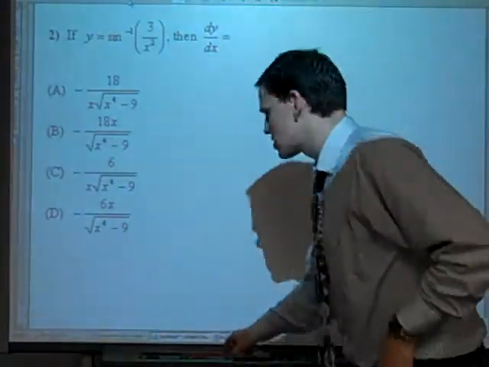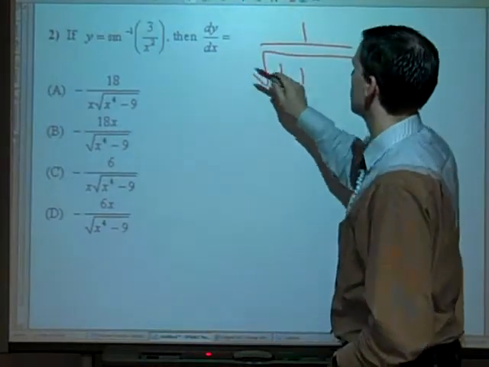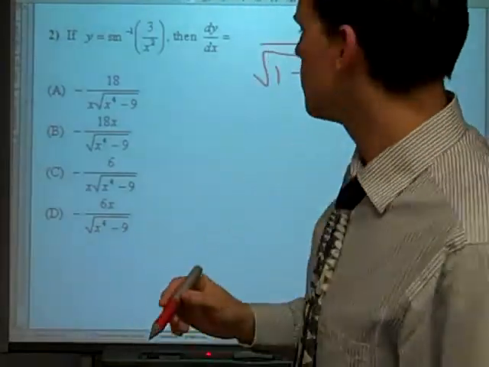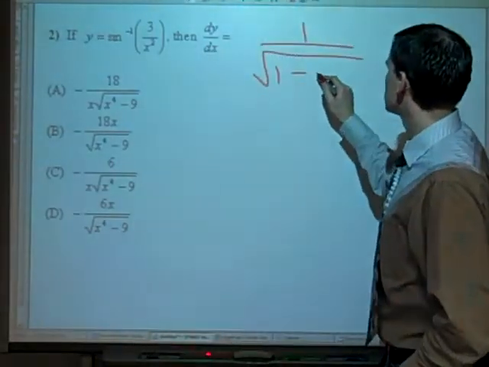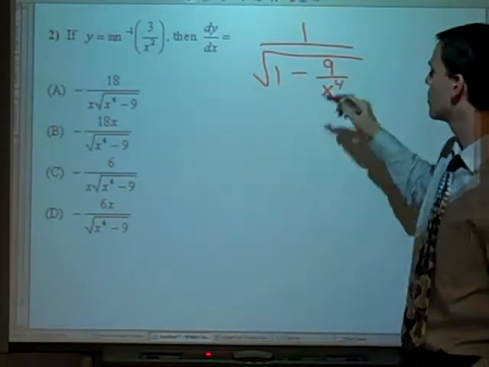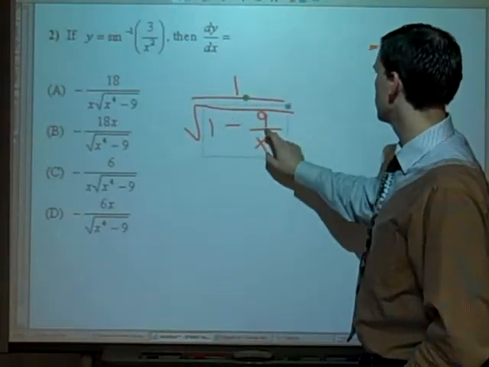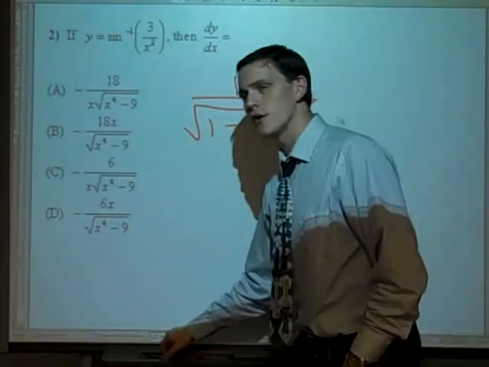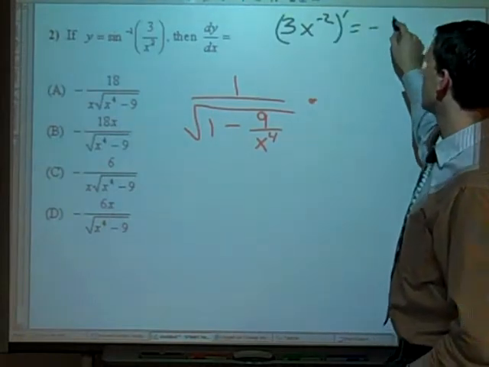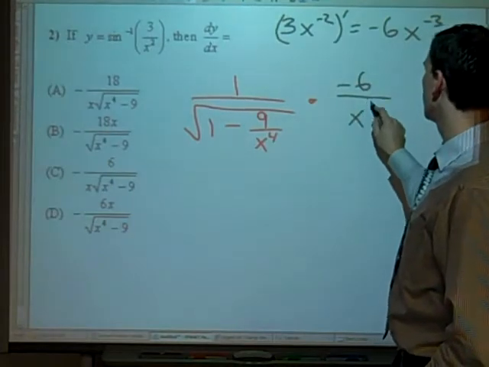So the derivative of the inverse sine of x isn't that bad. It is 1 over the square root of 1 minus my input squared. So my input is 3 over x squared, so that becomes 9 over x to the 4th, because 3 squared is 9, x squared is x to the 4th, times the derivative of the inside. The derivative of 3 over x squared is 3x to the negative 2. The derivative of that is negative 6x to the negative 3. So I've got times negative 6 all over x cubed.